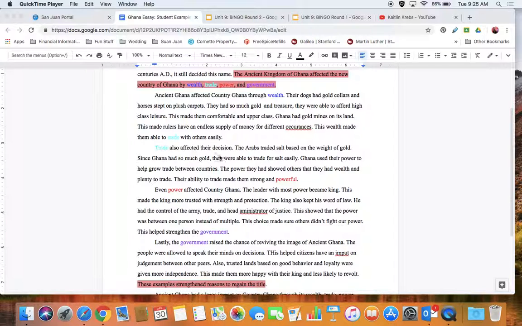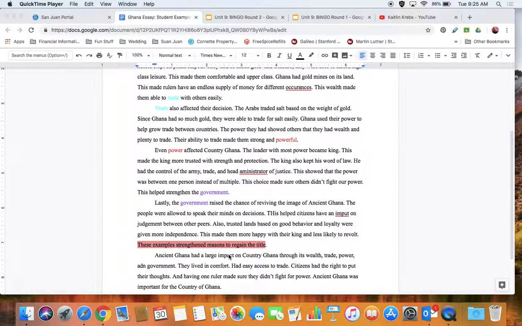So trade also affected their decision. Then they talk about trade, they have their evidence. Well, why is trade important? Well, it helps them use their power to help grow that trade. This means that they were able to show others they had wealth, etc. And then you'll notice that we easily transition to their ability to trade making them strong and powerful. Well, guess what? Our next paragraph is on power. And so it goes from there.